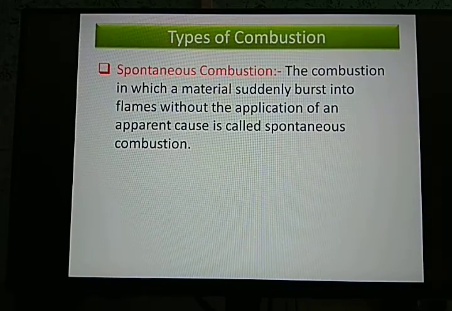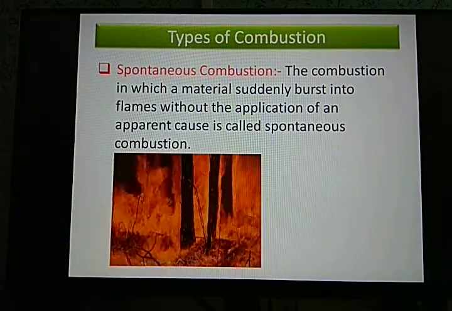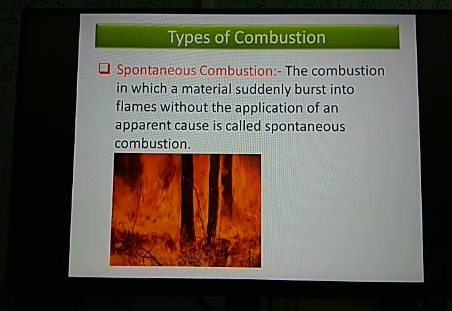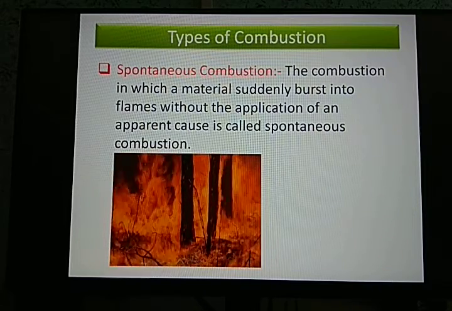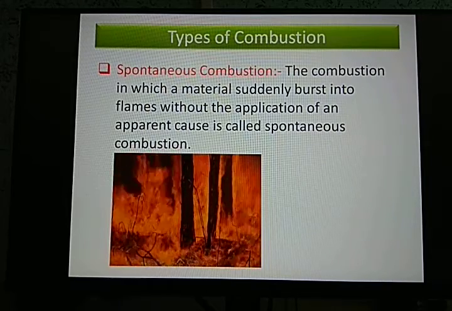Now the combustion in which a material suddenly bursts into flames without any apparent cause is called spontaneous combustion. Means without doing anything, suddenly it will catch fire. How does this happen? Let us see some example. Say for example, forest fire. Now in most of the cases, the forest fire is not caused by any human activity or by any other living being. So how does this happen?